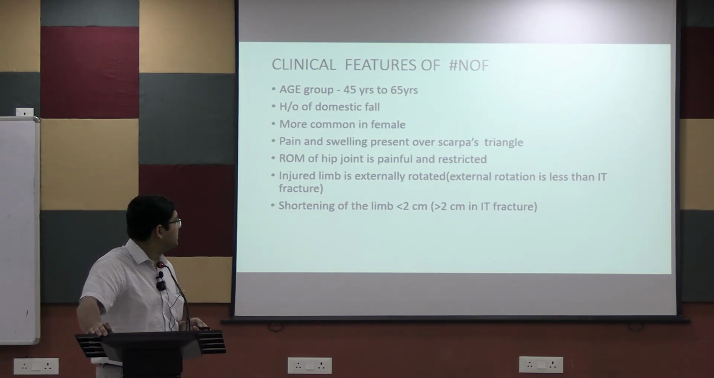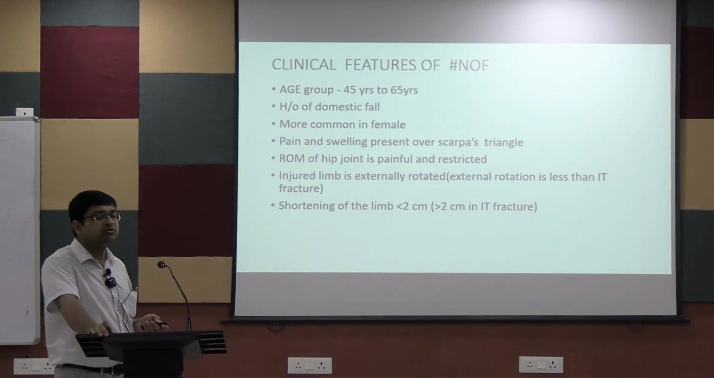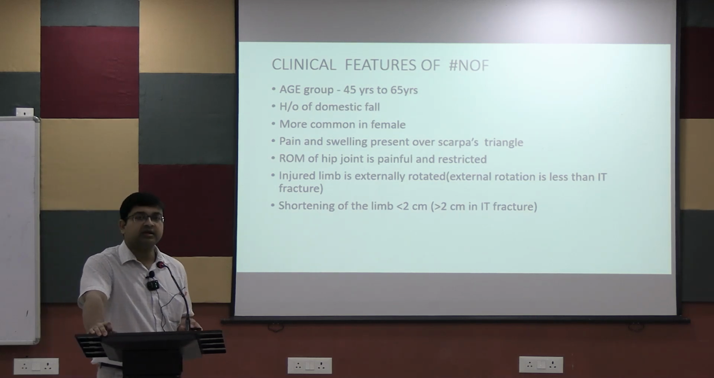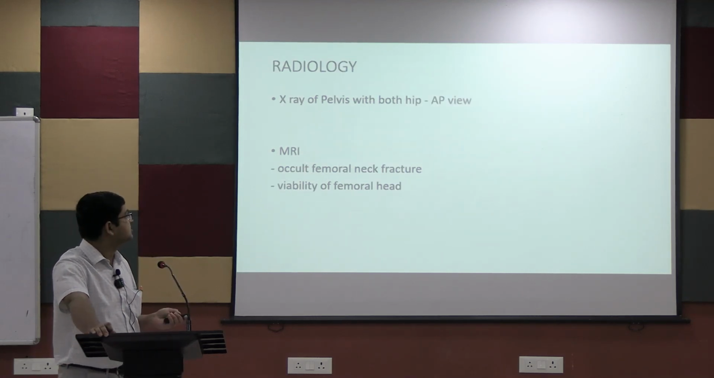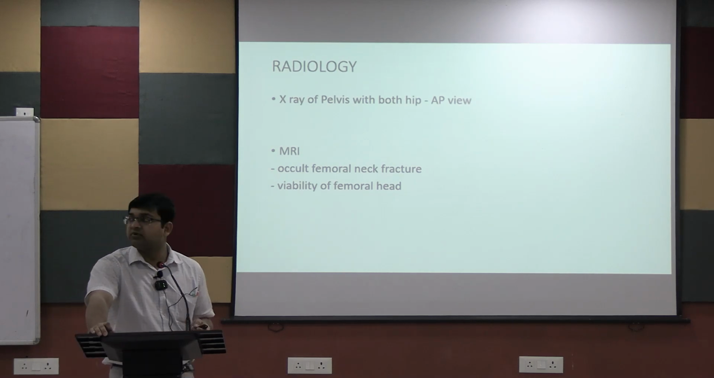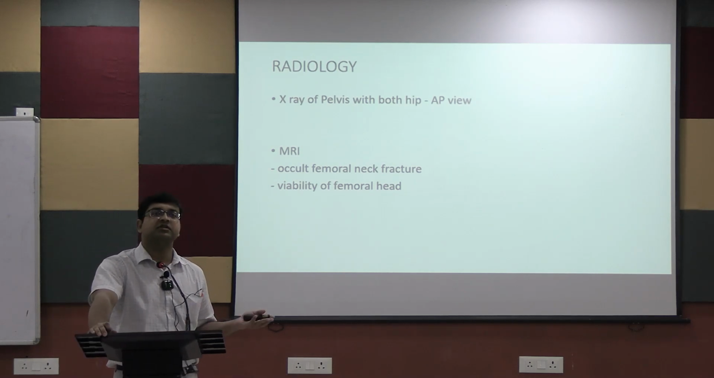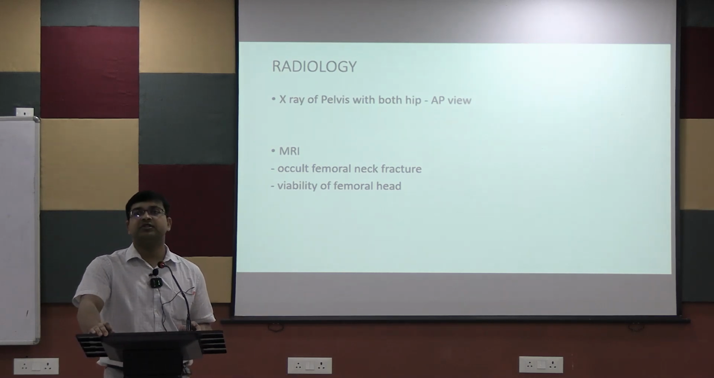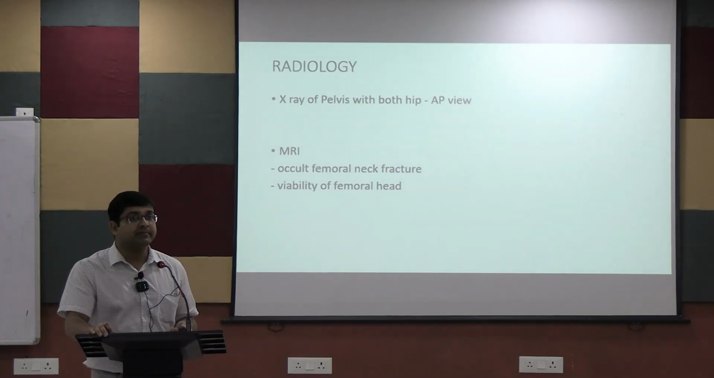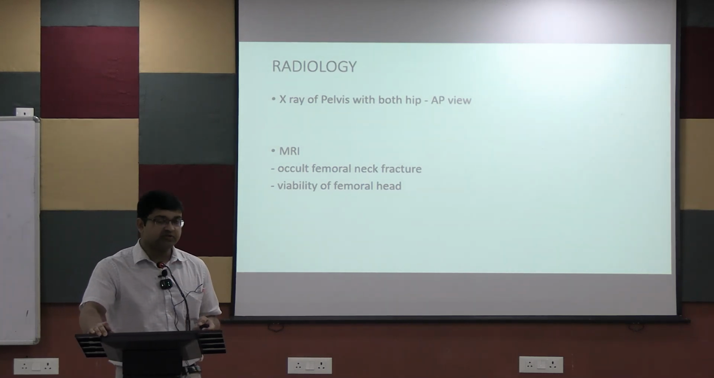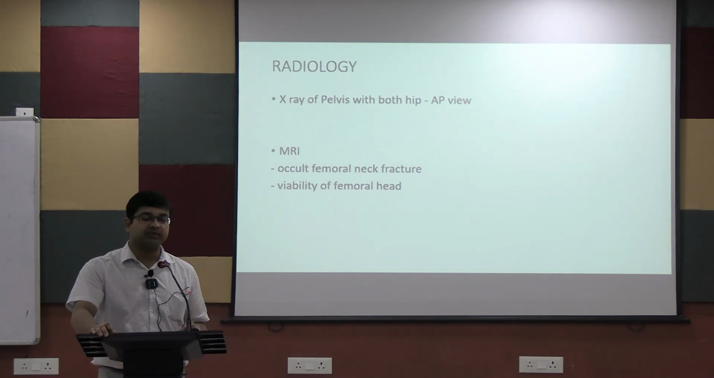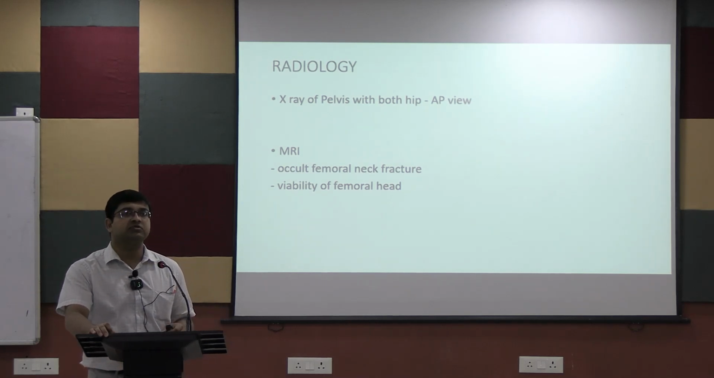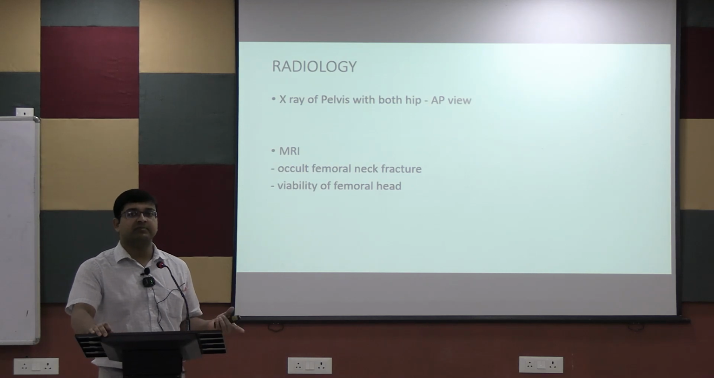Okay, and next is shortening of the limb is less than 2 centimeter. In case of intertrochanteric femur fracture, the shortening will be more than 2 centimeter. Achha, next is what investigation we will do? You will do simple X-ray, X-ray of pelvis with both hip AP view. You can do a CT scan to confirm the fracture, because sometimes neck of femur fracture is very difficult to diagnose by plain X-ray.